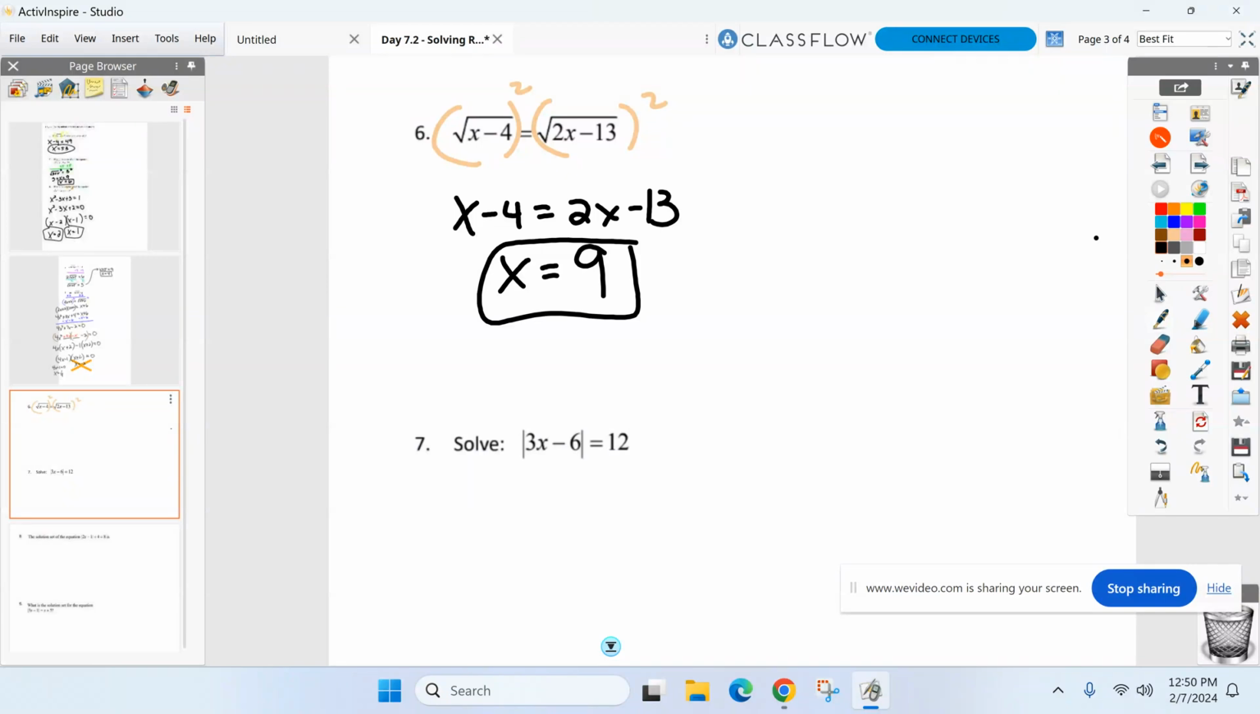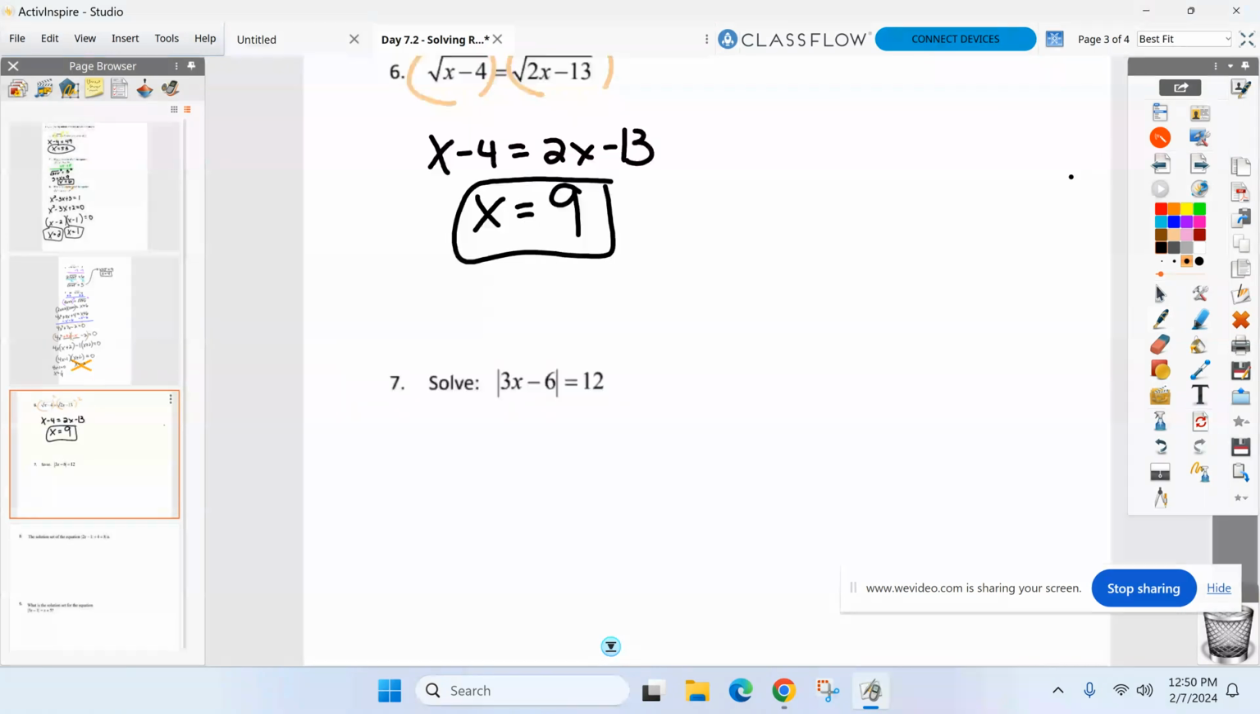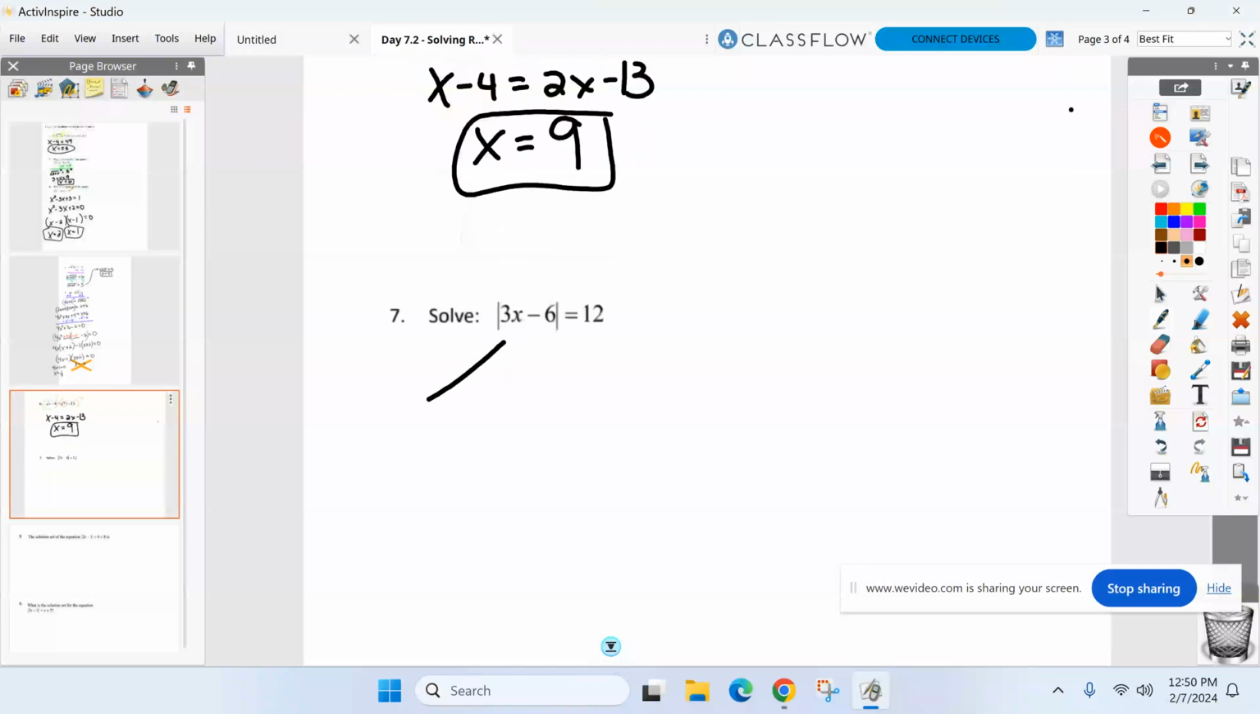Anybody want to drop knowledge on how I solved these absolute value ones from last year? Go ahead, Max. You do it twice, but one of the times you switch the signs. You need 2 equations. Perfect. You make 2 equations. First equation's the easiest. Pretend the absolute value is not even there. Drop the absolute value.